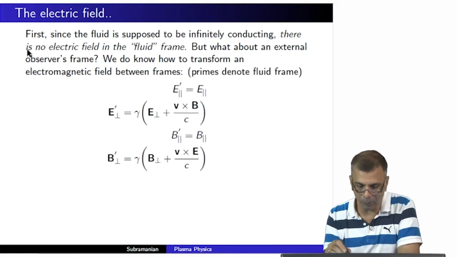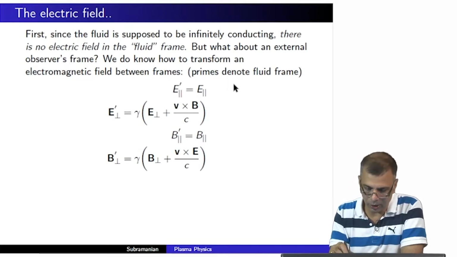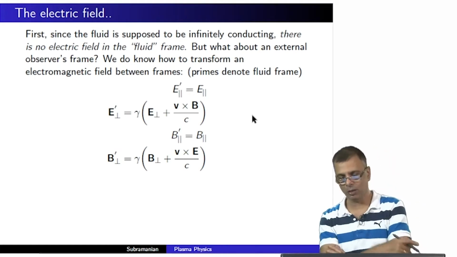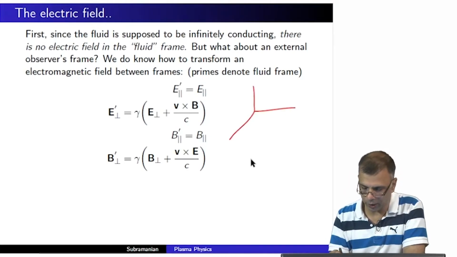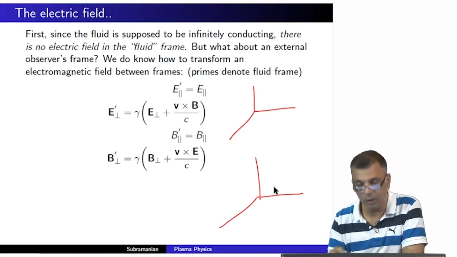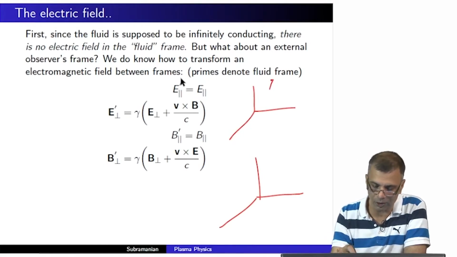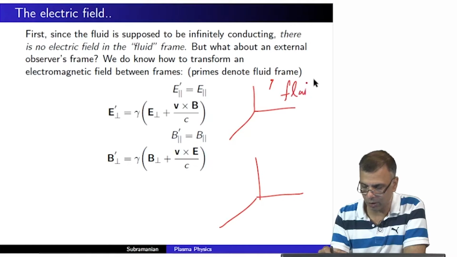Okay. So, the primes would denote the fluid frame, and we have a parallel and a perpendicular. In other words, suppose you have two frames, one a fluid frame and one an observer's frame. And the fluid frame has primes in it. So, wherever you see primes, E prime, B prime, and so on, you are in the fluid frame. The primes denote the fluid frame.